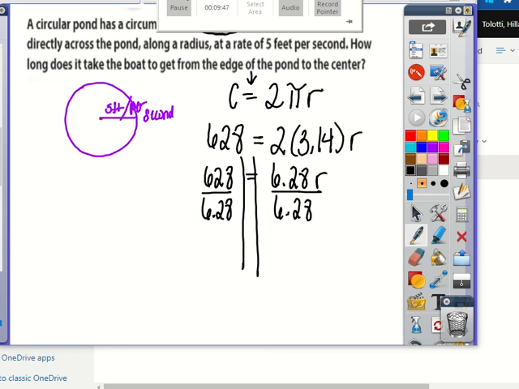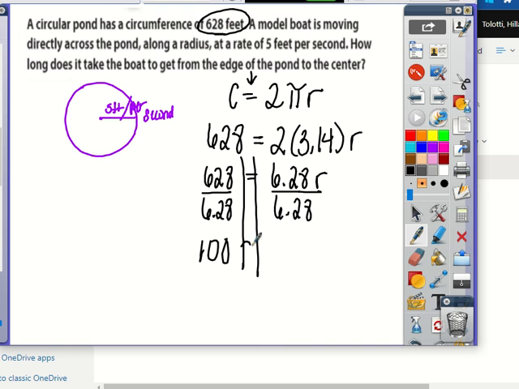Oh, we're dividing the 628 by 6.28. Ultimately, this is a base of 10, so we can identify that there are 2 decimals after the 6, which makes it approximately 100. Okay, now this is the r though. So now we have to take into account that they're going 5 feet per second. Because our radius is 100, let's do this. That's 100 feet, right?